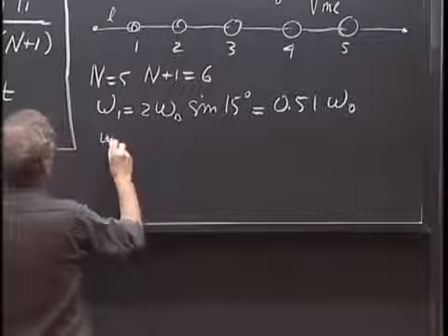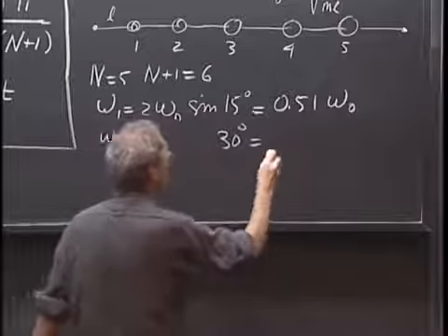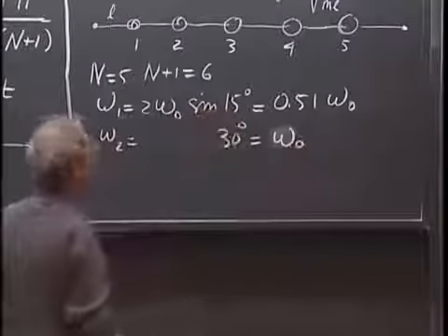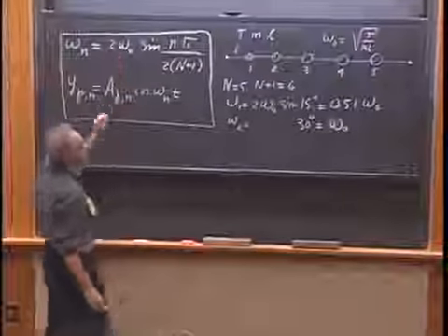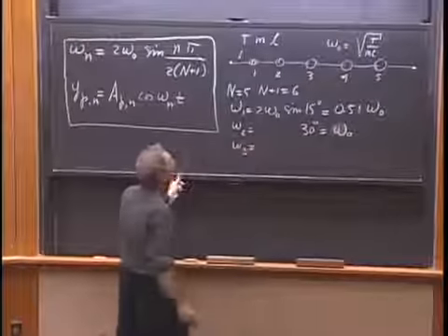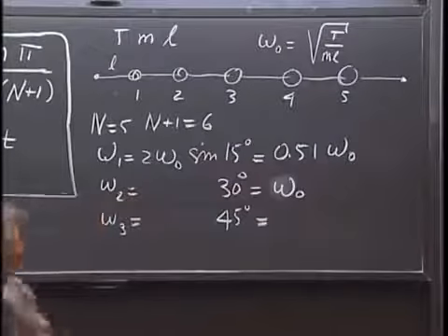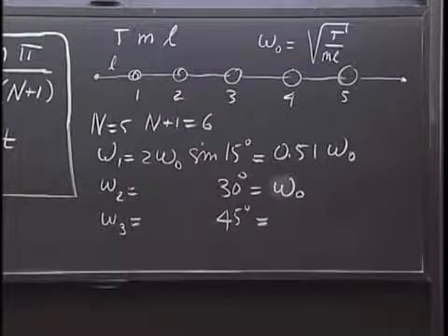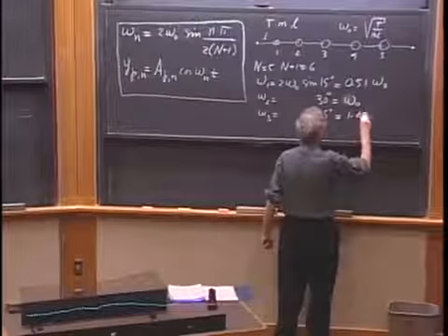I now go to omega 2, and I get the same thing, except I get 30 degrees. So I get 0.5. I get exactly omega 1, omega 0. Right? Because the sine of 30 degrees is 1/2. And I get omega 3. And now I get the sine of 45 degrees. That is approximately 1.41, not exactly, but that is the square root of 2, so that is about 1.41 times omega 0.